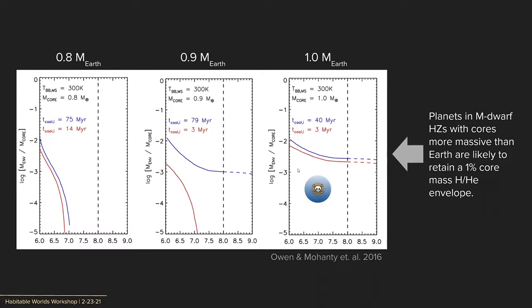As I said before, these kinds of planets are probably not great for habitability. Well, these are potentially a better case scenario. It's not a given that these will be habitable, but it's certainly better than if we had a large primordial envelope.